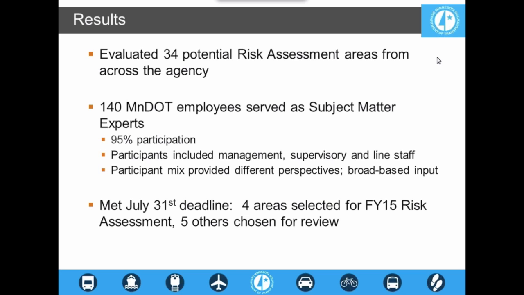We did a lot of research, and we talked to people, supervisors, line employees, all the way through. And what we ended up with was having 140 employees who served as subject matter experts. It included management, supervisory, and line staff. It was a group of different perspectives that brought broad-based input, which is what we wanted for this, because we wanted this to be at a high level. What was really exciting was that we got 95% participation, in a pretty quick turnaround time.